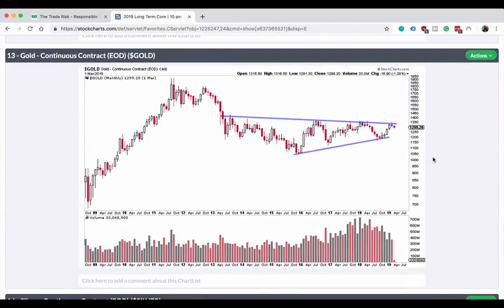Next up is gold, so GLD. Interesting pattern here. Lots of volume coming in over the past year or so, but we are still in this holding pattern where we really haven't made a lot of trending action one way or the other since 2013. It's been moving sideways between, mostly, 1150 an ounce all the way up to about 1350 to 1400 an ounce for gold. And we're still there. We're still finding resistance recently.